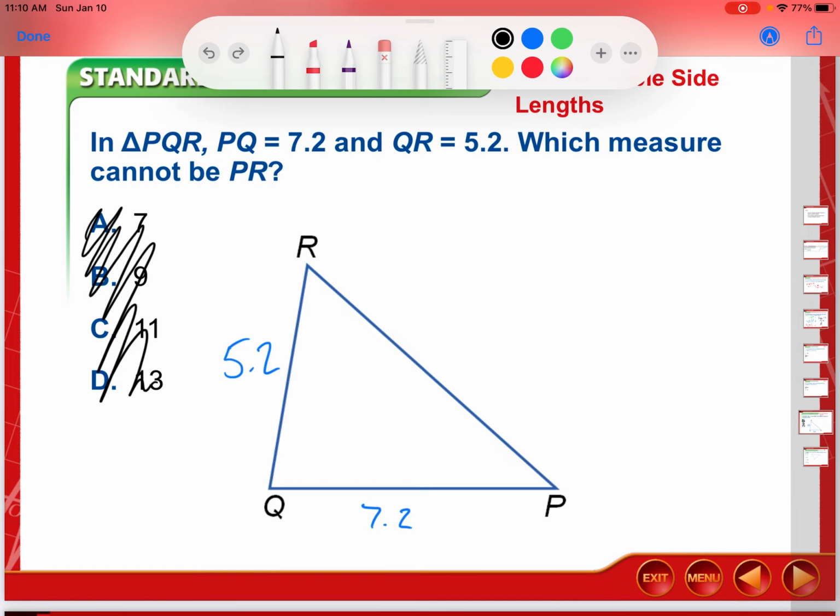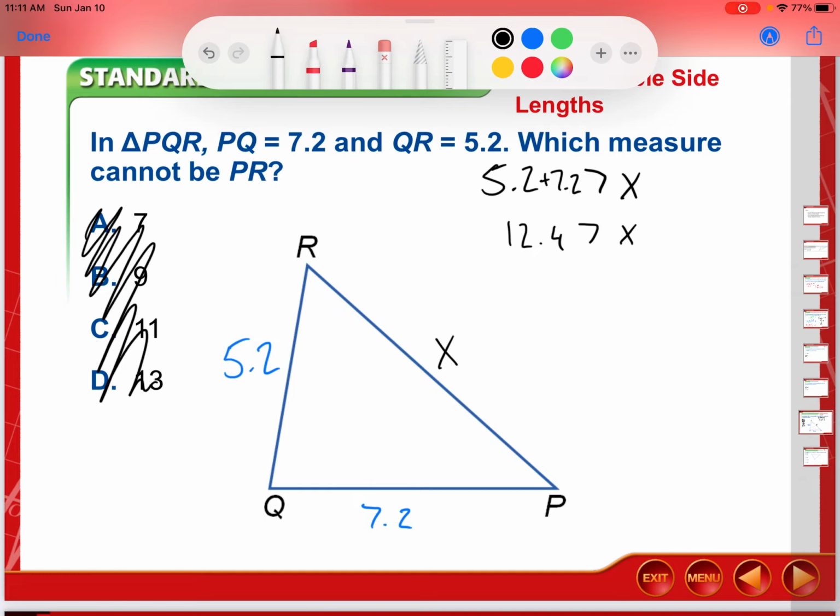So we know, I'm just going to call this side X. Side X has to be less than 5.2 plus 7.2. Okay? So it has to be smaller than 5.2 plus 7.2. And of course, if we add those up, we would get 12.4. So 12.4 has to be bigger than side X. So that's our upper bound. The biggest it could be would be 12.39999 repeating.